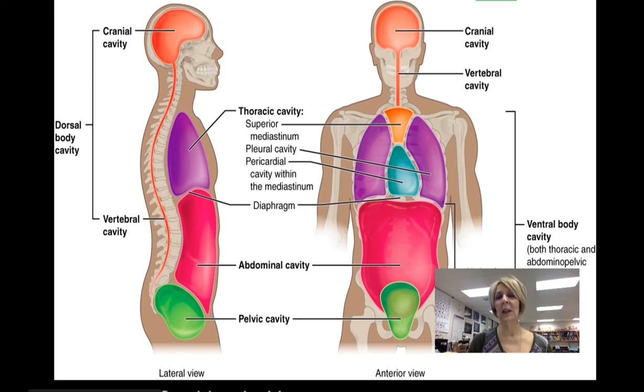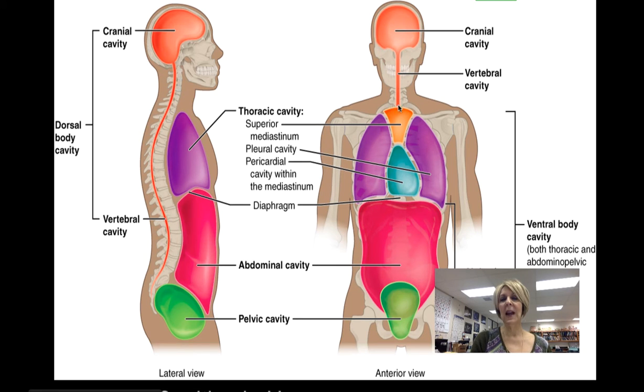So the first thing we're going to look at is different body cavities. There are two major body cavities. There is the ventral cavity, where ventral means in the front, and the dorsal cavity. Dorsal means that it's in the back. The dorsal cavity has two main cavities in it: the cranial cavity, which houses the brain, and the vertebral cavity, which houses the spinal cord. The ventral cavity includes two big cavities, the thoracic cavity, which is the chest, and the abdominopelvic cavity, which houses the abdominal cavity and the pelvic cavity.